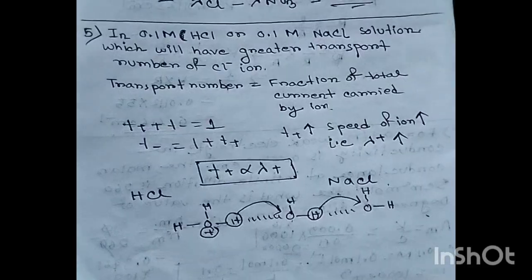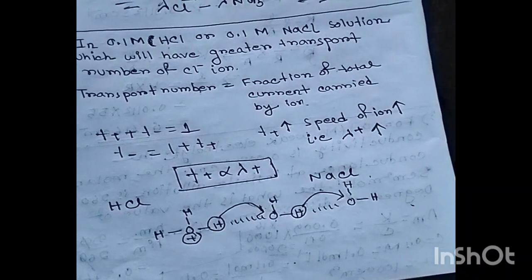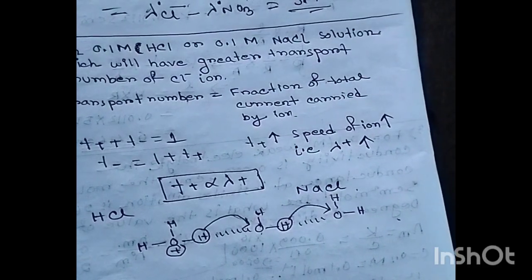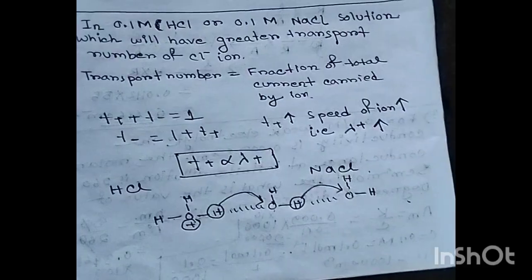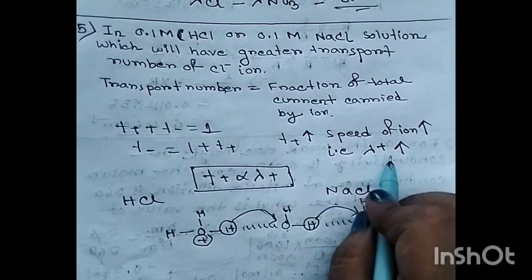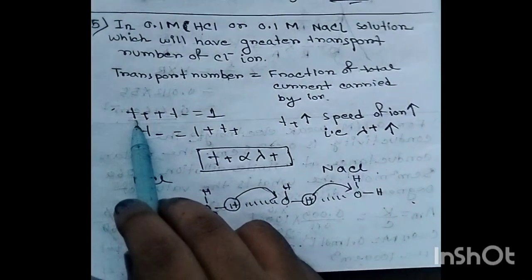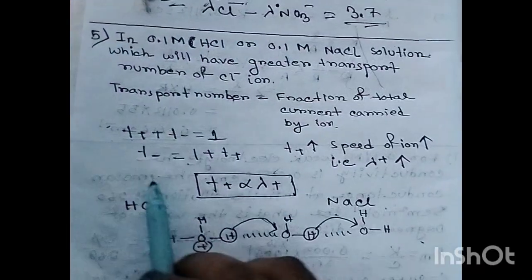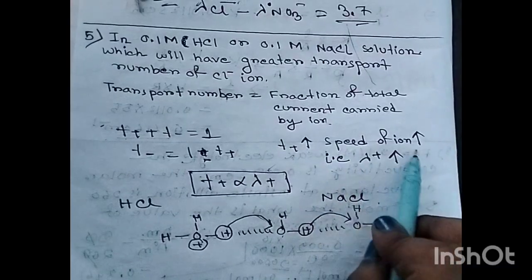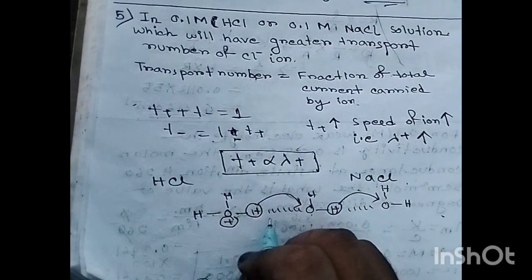The next question is, in 0.1 molar HCl or 0.1 molar NaCl solution, which will have greater transport number of Cl minus? First of all, we have to understand what transport number is. Transport number equals the fraction of total current carried by an ion. If the transport number of a cation is high, then the speed of the ion increases, that is, ionic conductivity is high. Transport number of cation plus transport number of anion equals 1, and T minus equals 1 minus T plus. So transport number is directly proportional to ionic conductivity of cation.